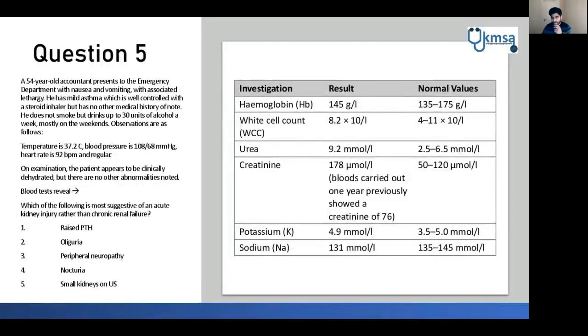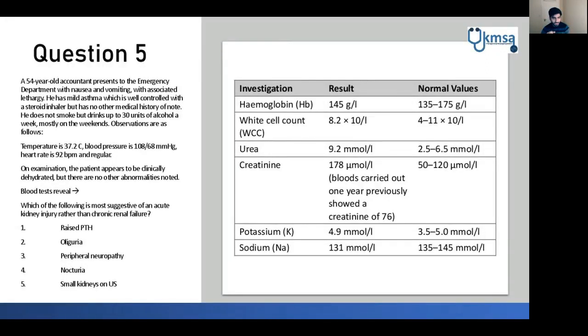Okay, we have a couple more questions. What am I doing for time? Not great. Okay, we'll fire through them quicker this time. A 54-year-old accountant presents to the emergency department with nausea and vomiting, associated lethargy. History of asthma, well controlled with an inhaler, no other medical history. He doesn't smoke but drinks up to 30 units of alcohol a week, mostly on the weekends, and his obs are as follows. Temperature is 37.2, blood pressure is 108/68, heart rate 92. On exam, he appears to be slightly dehydrated, but there are no other abnormalities, and his blood tests are as follows.